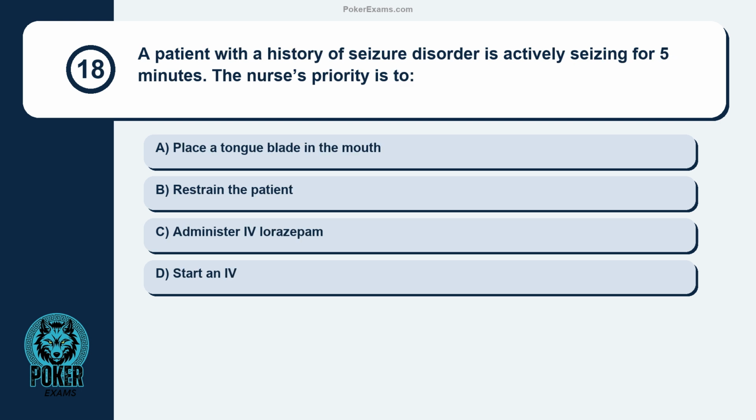Question 18. A patient with a history of seizure disorder is actively seizing for 5 minutes. The nurse's priority is to place a tongue blade in the mouth, restrain the patient, administer IV lorazepam, start an IV.